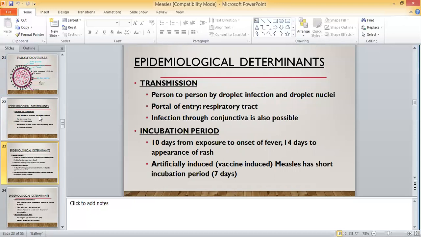Due to this, if any person gets exposed and is vaccinated within 3 days, that person is prevented from the development of the disease and its complications. With the vaccine, we get immunity within 7 days, whereas in normal natural infection it occurs after 14 days of the infection.